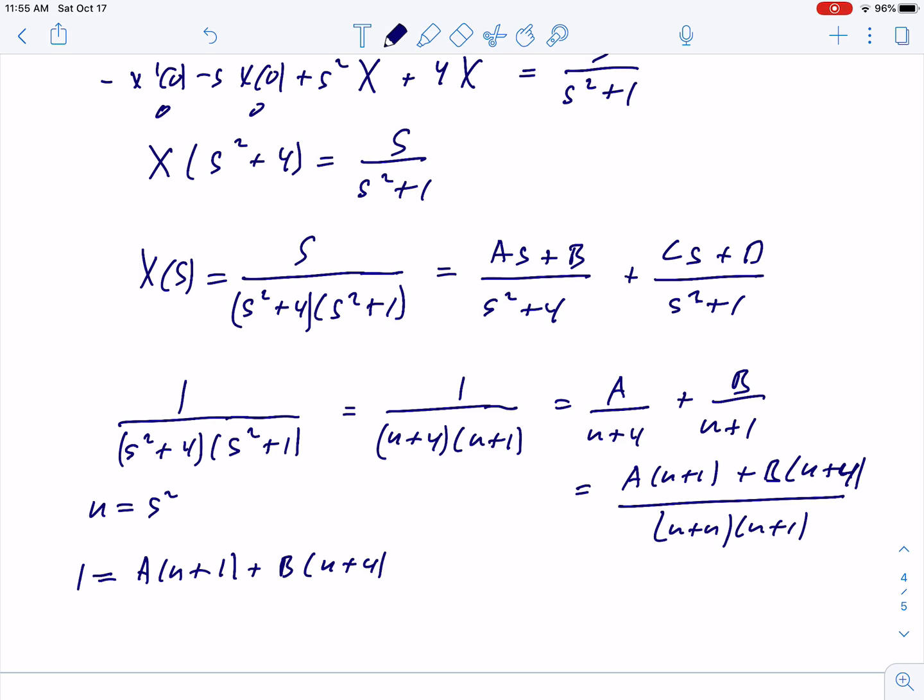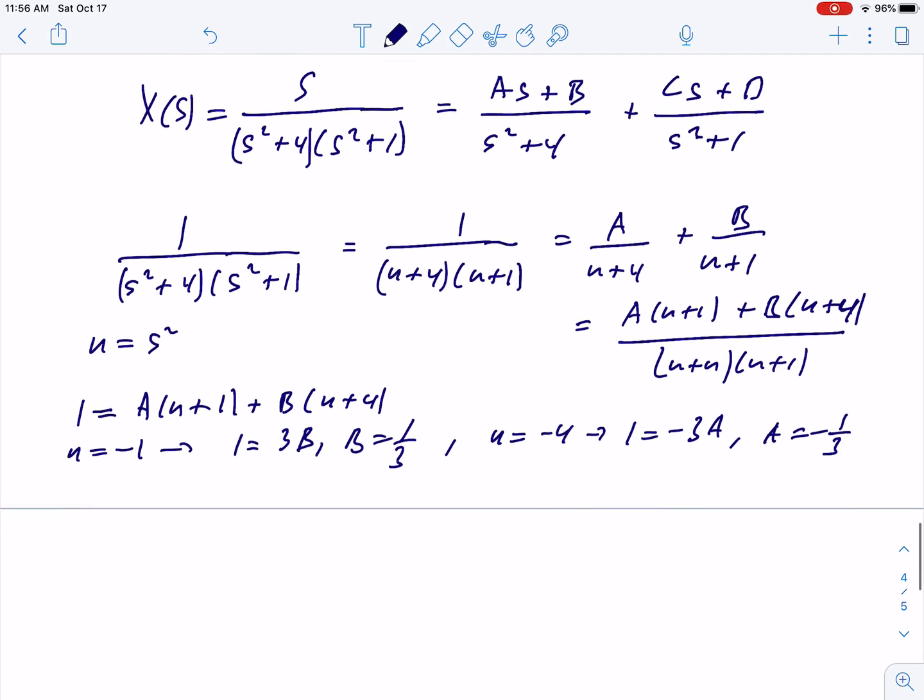When you take u to be negative 1, you get from here 1 equals 3B. So B is 1/3. And when you get u to be -4, the equation becomes 1 equals -3A. So A will be -1/3. And the decomposition is this.